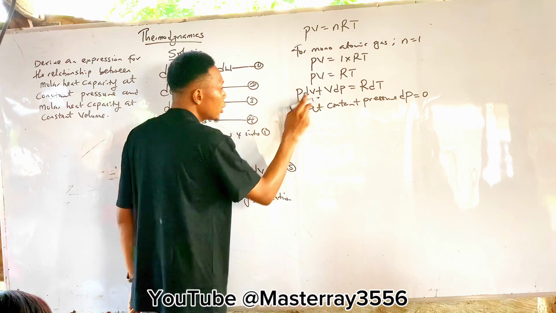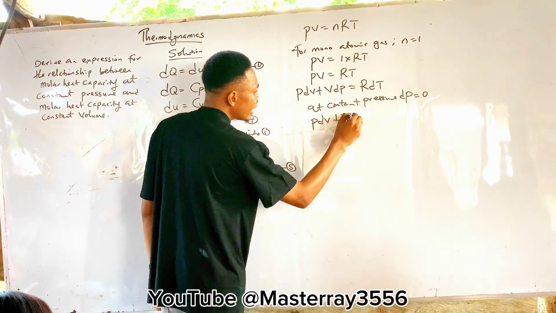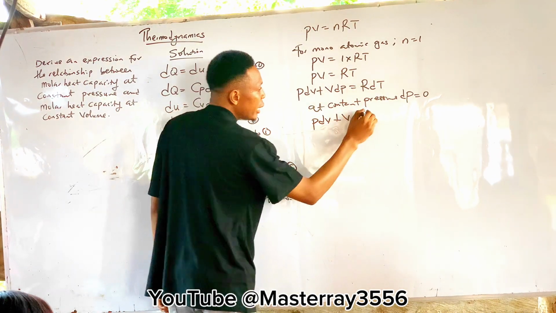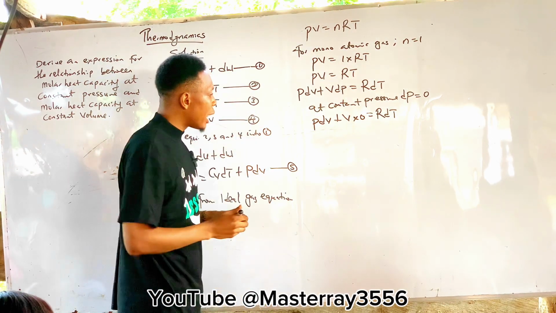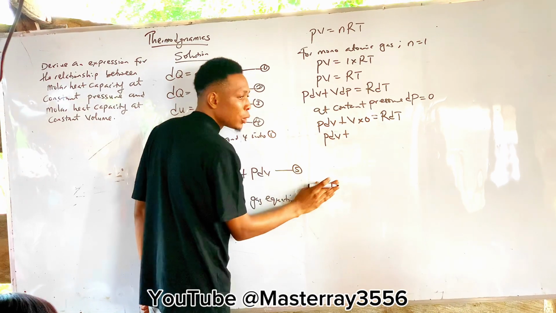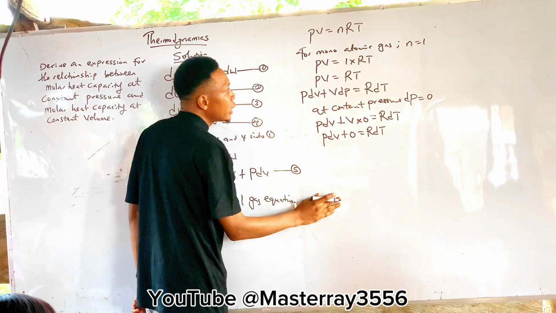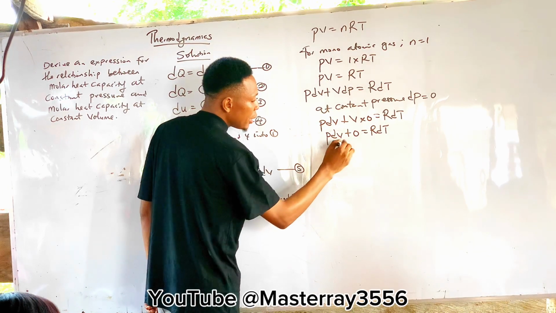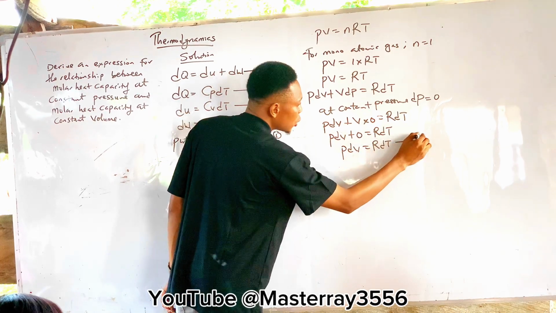So from this place, we have P dV plus V times dP, and dP is 0, then equals R dT. Now we have P dV plus V times 0, which is 0, equals R dT. So P dV plus 0, what do we have? We have P dV equals R dT. You can call this equation 6.